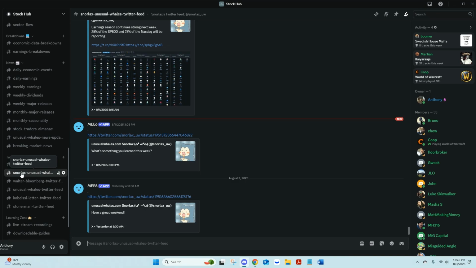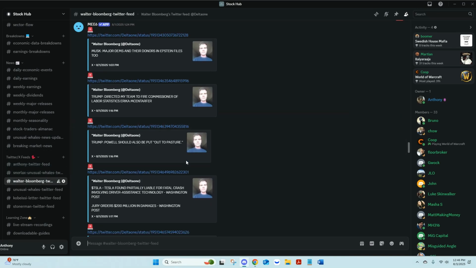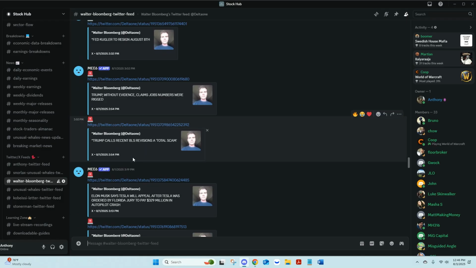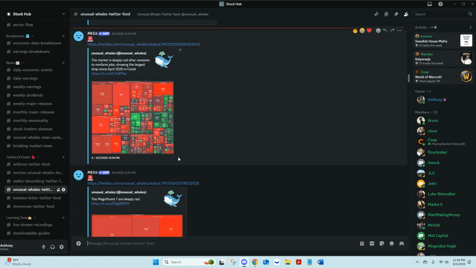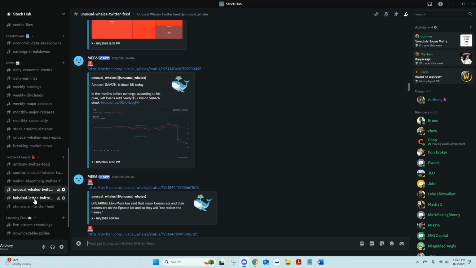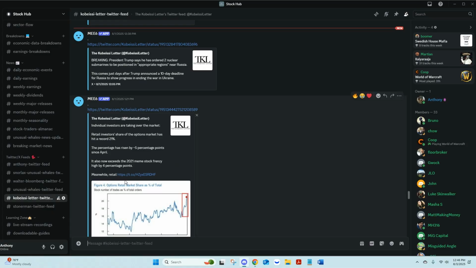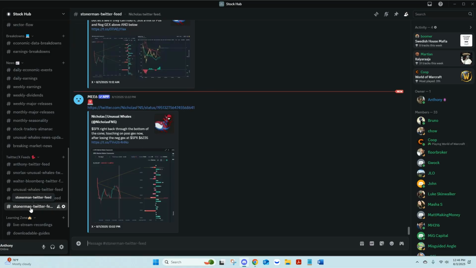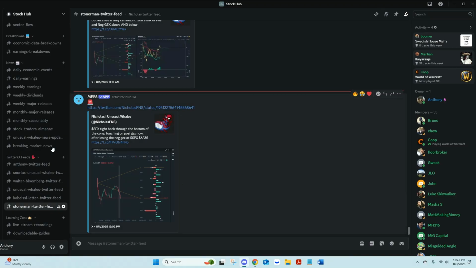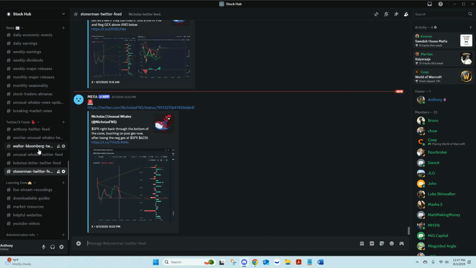So Snorlax is one that I would trust with Flow reads. You've got Bloomberg's Twitter feed if you want any news coming in there. The Unusual Whales Twitter news feed, the Kobayashi Letter Twitter feed, and Nicholas's or Mr. Stonerman's Twitter feed as well. He posts a lot of Periscope stuff, so I like to have that in there as well.